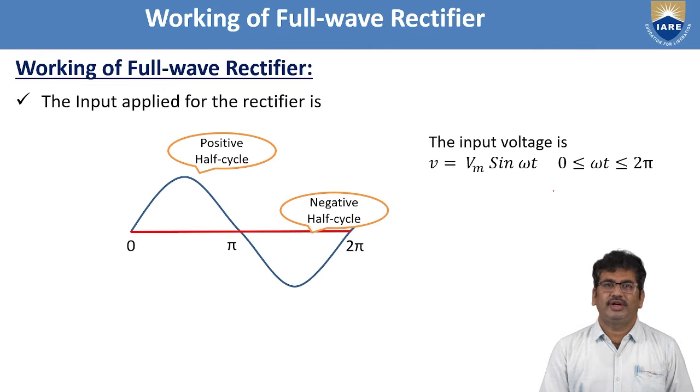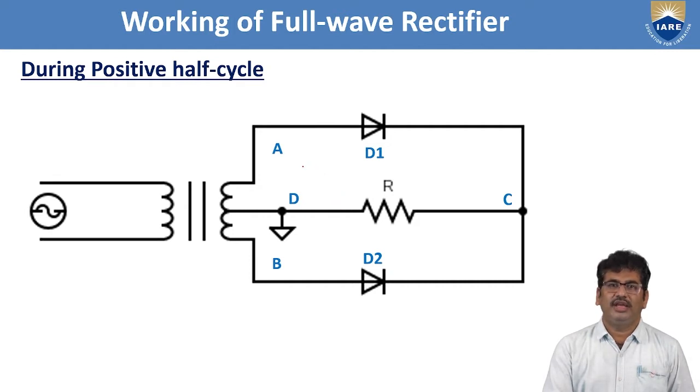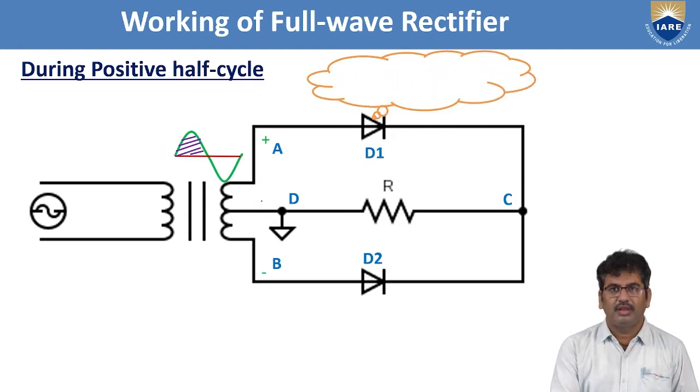For the analysis of the full wave rectifier, we will analyze the circuit by considering the positive half cycle first, followed by the negative half cycle. During the positive half cycle, the signal applied to the secondary windings will appear between node A and D as well as D and B. During the positive half cycle, node A will be positive and node D will be negative on this side, and again here node D is positive on this side and node B is negative.